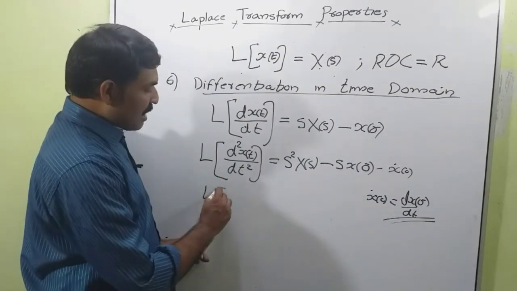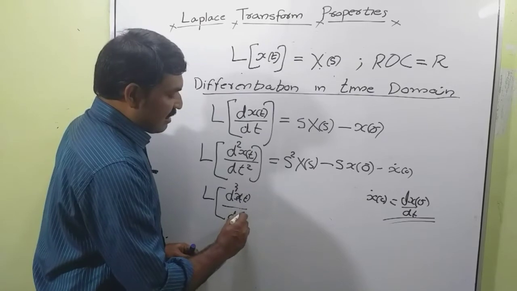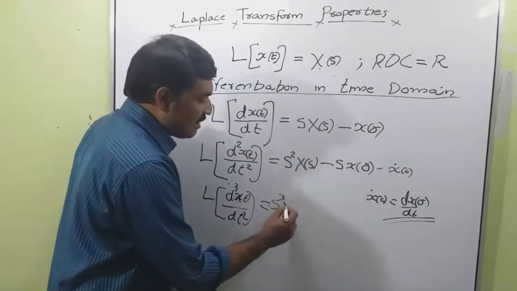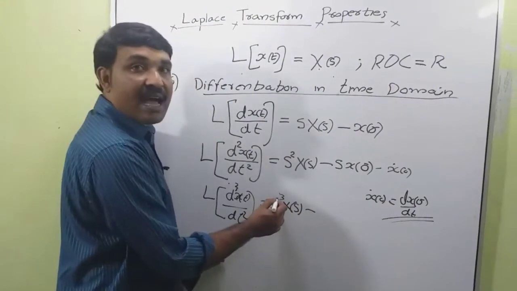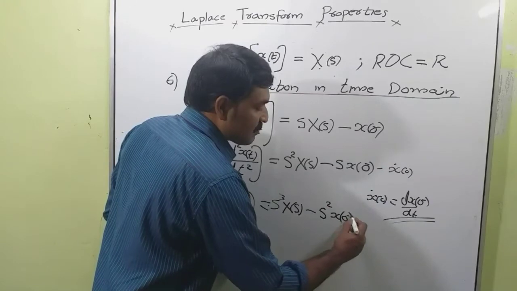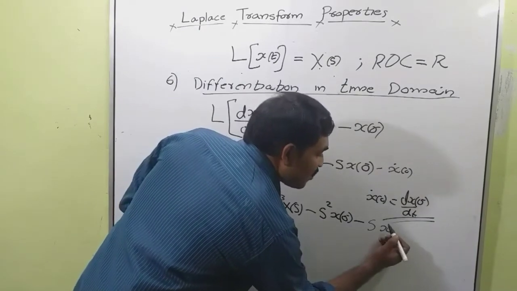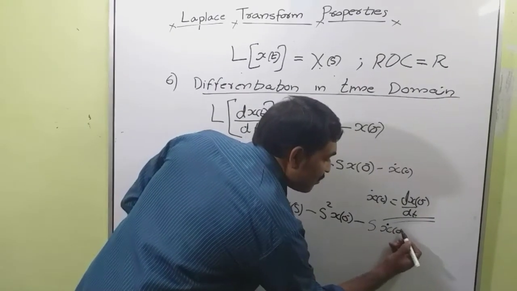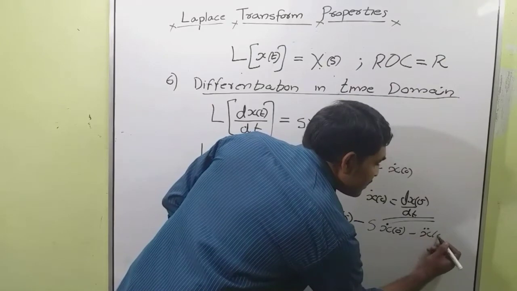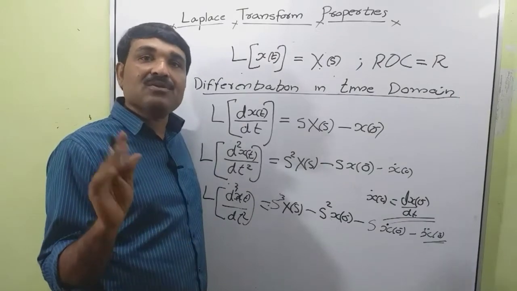And similarly, the Laplace transform of the third derivative of x(t) is equal to s³X(s), since it is the third derivative, so the power of s is 3. Now the power of s is decreased by 1, so minus s²·x(0⁻), the initial value. Again the power of s is decreased by 1, so minus s·ẋ(0⁻), the first derivative of x(t) evaluated at 0⁻, minus ẍ(0⁻). Here ẍ is the second derivative of x(t) evaluated at t equal to 0⁻.